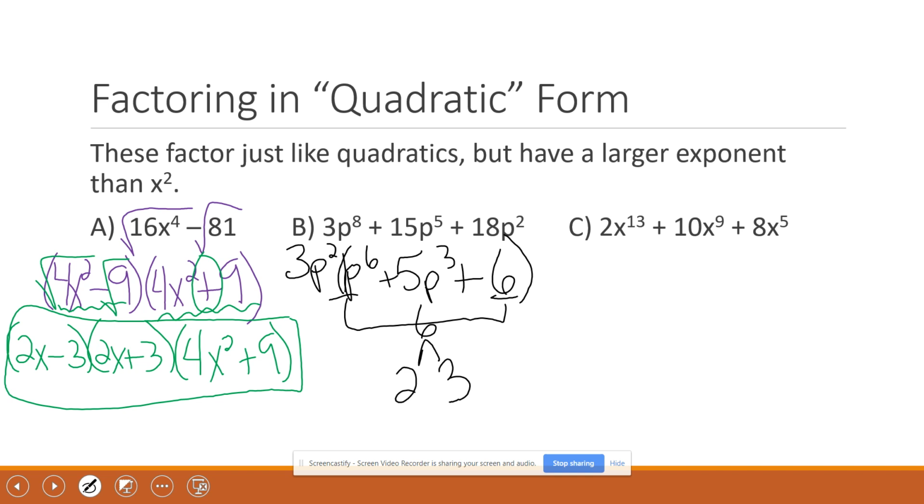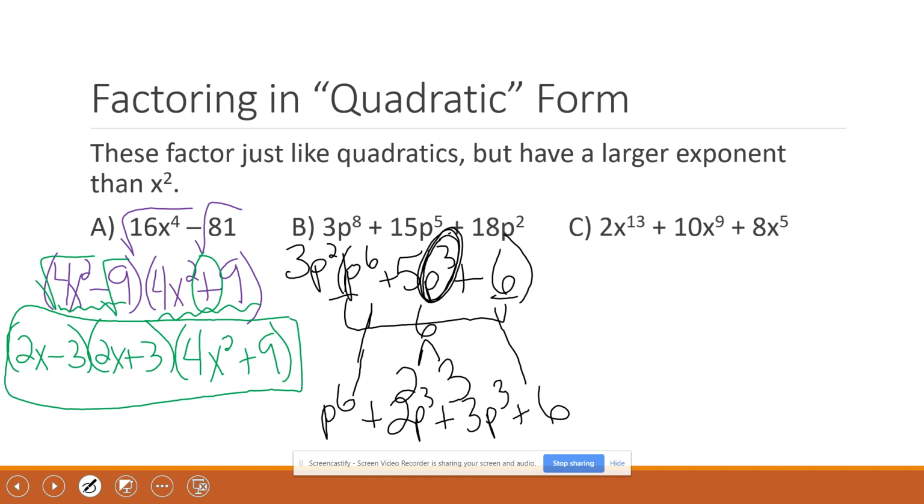Okay, remember when we pull out a common factor, we kind of ignore that until the very end, and we drop down, we have p to the 6th plus. Now remember, the 2 and the 3 have to add up to 5p cubed. So p to the third is what's going to go with that: 2 plus 3p to the third. And then we again drop down that last 6. And this is where we have our 4 terms. So we are factoring by grouping.